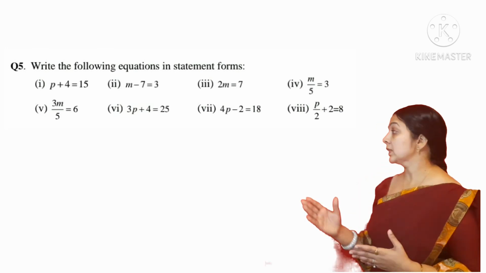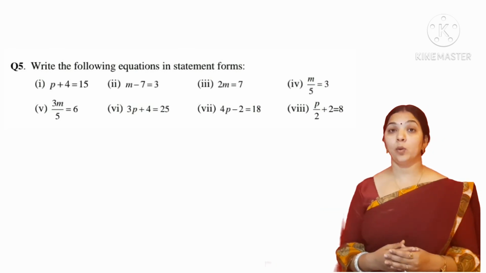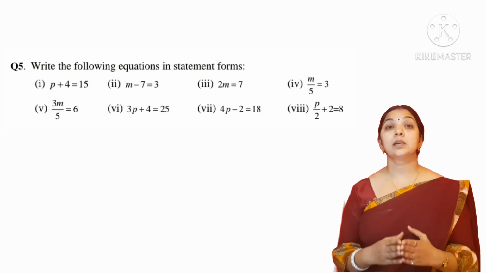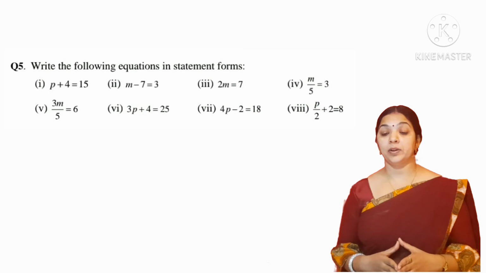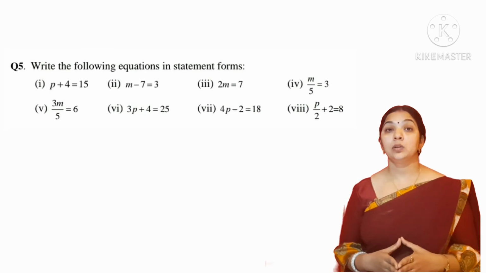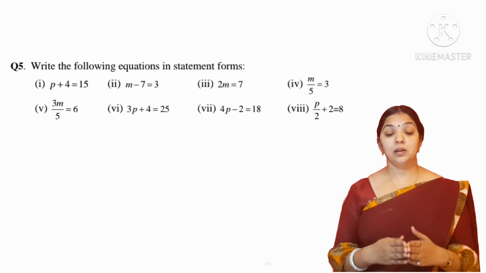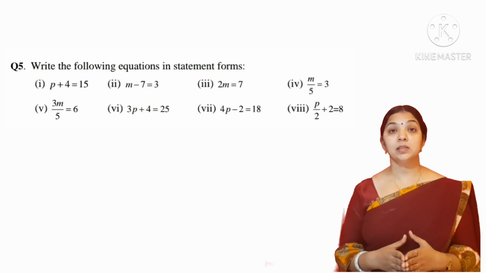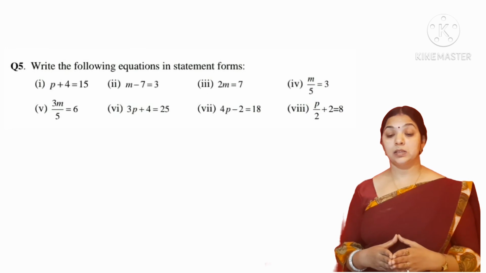The second one is m minus 7 is equal to 3. When 7 is subtracted from m, it gives 3. The third is 2m is equal to 7. Twice of m gives 7. The fourth one is m upon 5 is equal to 3. So 1/5 of m is equal to 3. Fifth one is 3m by 5 is equal to 6. That means 1/5 of 3 times of m is equal to 6.